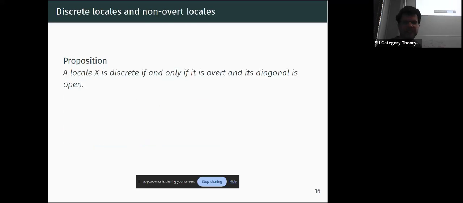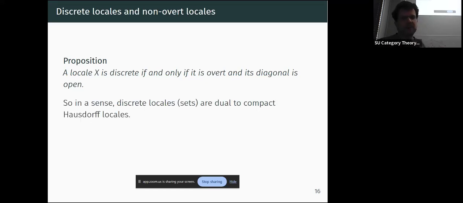I guess we started a little bit late, so I'll finish soon, but I will try to get to that. So now I can tell you, though I told you discrete was almost the same as having open diagonal, but not quite, in fact, discrete is the same as being overt and having open diagonal. I'll omit the proof. But in this way, you can think of sets as being dual to compact Hausdorff spaces, because a set is overt and has open diagonal, but a compact Hausdorff space is compact and has closed diagonal.